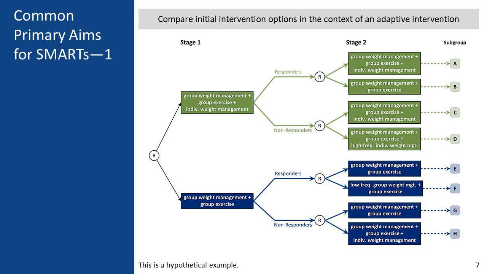So I'm going to compare outcome information from this group, subgroups A through D, against outcome information from the bottom half of the trial, subgroups E through H. And these are the individuals that started with group weight management and group exercise alone, so no individual weight management in the first stage.